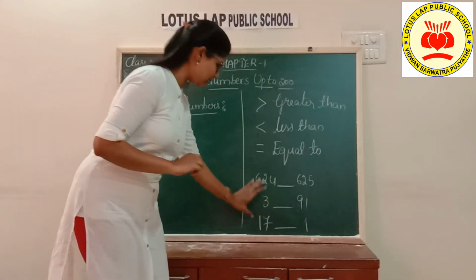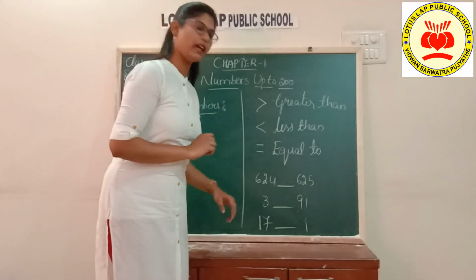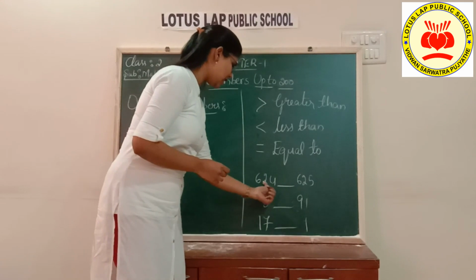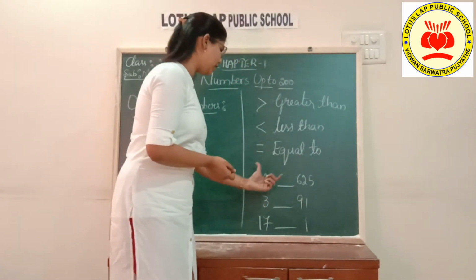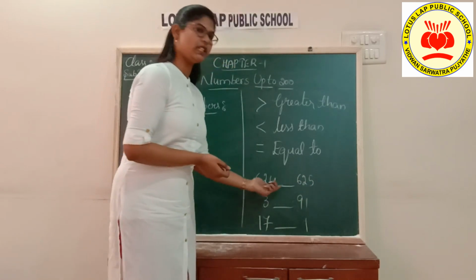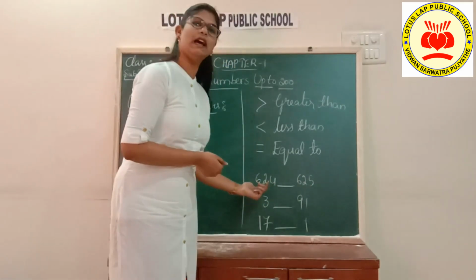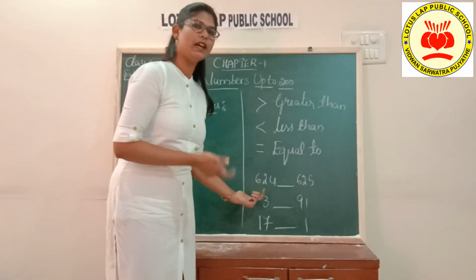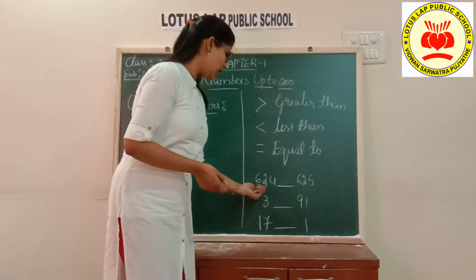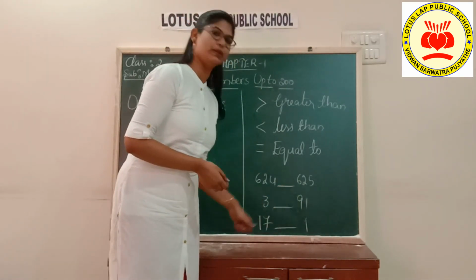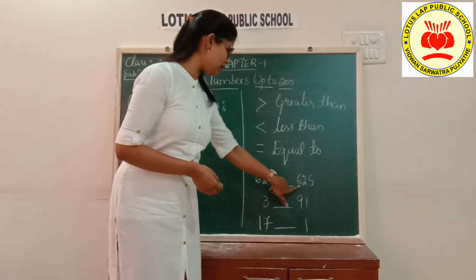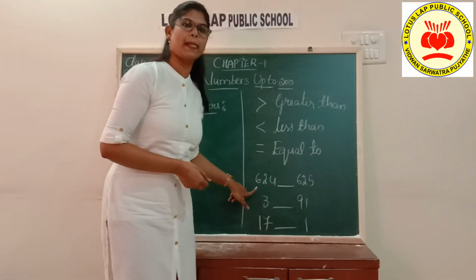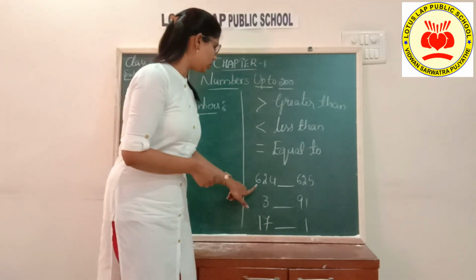Now let us see some examples. I have given 624 and 625. Now I have to find which is greater and which is smaller. How will we check? First we have to check the highest place values. Now here in hundreds place both the numbers are 6.